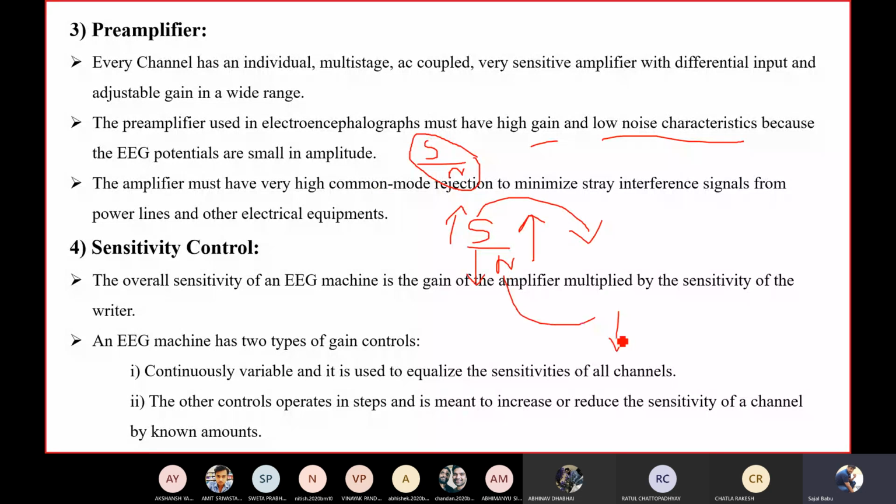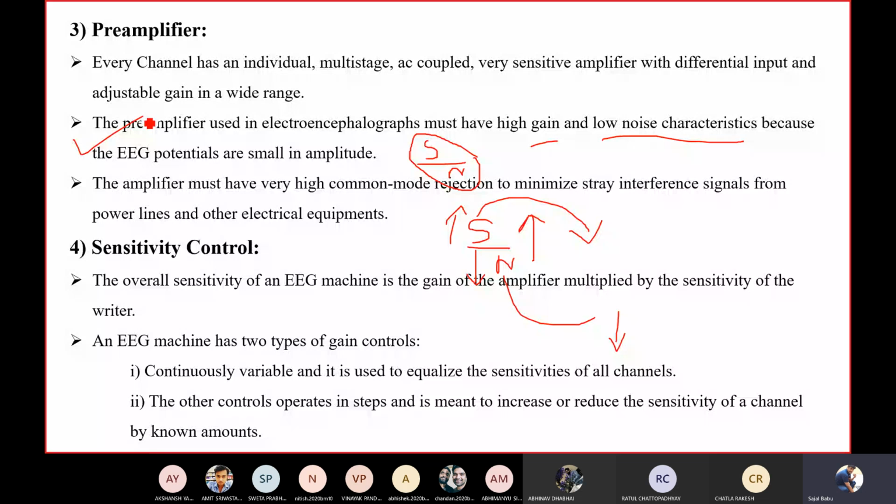That's the reason why I am going to use the amplifier with a high signal to noise ratio, so that I get high signal and low noise. This is the second important point that you need to remember, and the third important point here is a high common mode rejection ratio. What is this common mode rejection ratio? As I said, I am going to use the amplifier which is going to have a differential input, right?